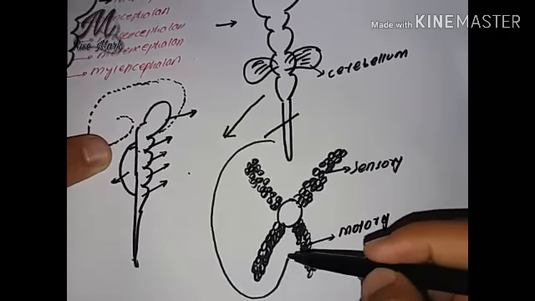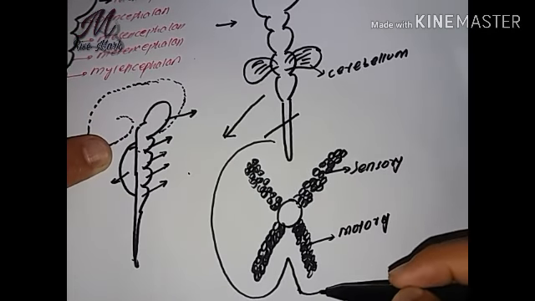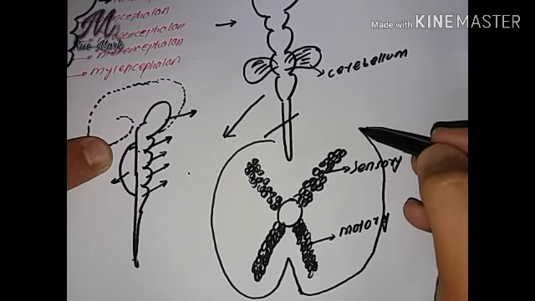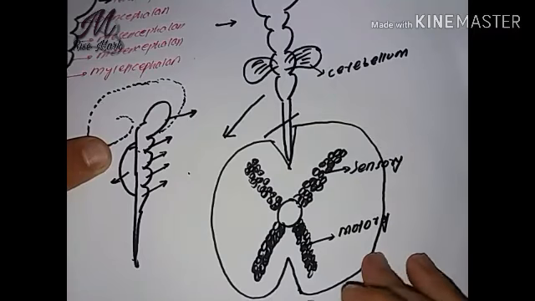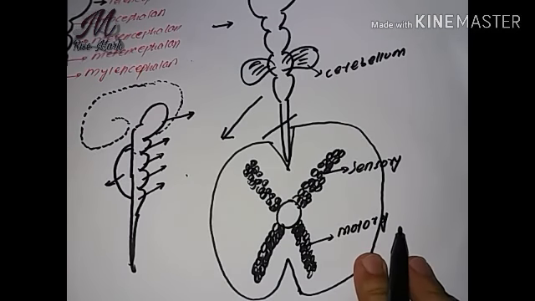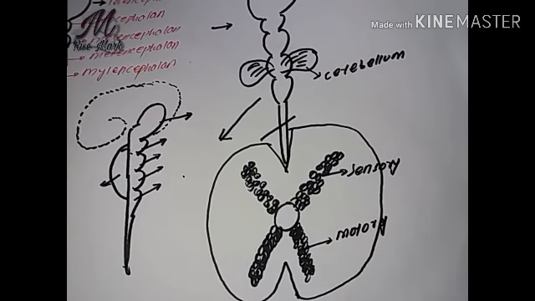This is the anterior fissure. And then this is the posterior sulcus. So that was all about the development of the nervous system, and I hope you have understood. Thank you for staying with us.